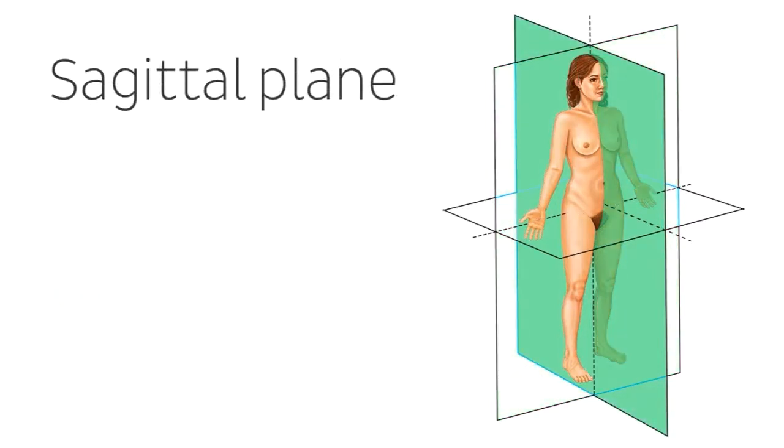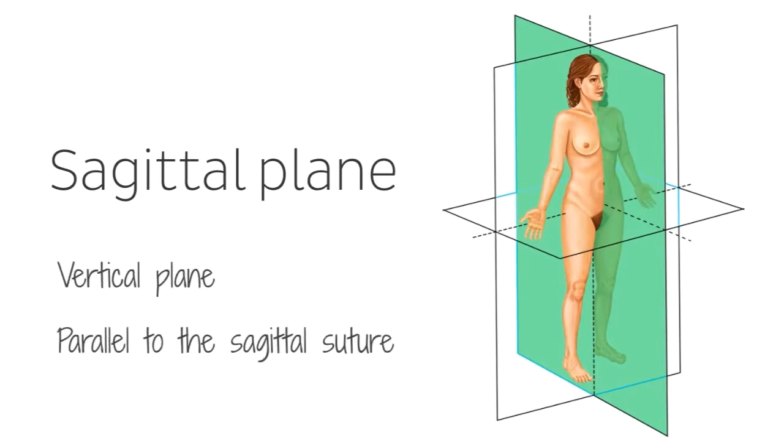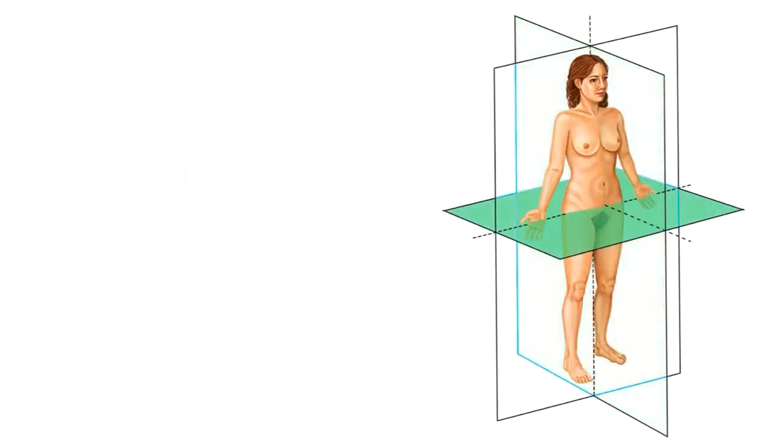Another vertical plane is the sagittal plane. This plane, however, divides the body into a left and right part. It is given its name because it runs parallel to the sagittal suture of the skull. This image in particular shows the mid-sagittal plane, which passes through the body from front to back at the midline, essentially dividing the body into equal left and right halves.